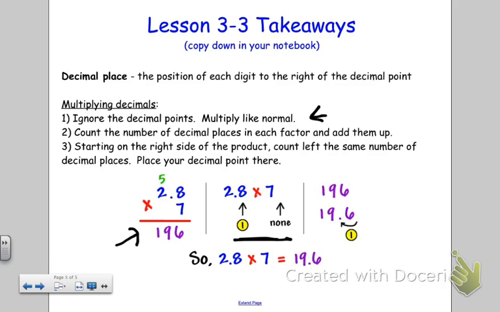2.8 or 2 8/10 times 7. Ignore the decimal point. Just do 28 times 7. That would give you 196. Now you count your decimal places. There's 1 decimal place in 2 8/10, and that's it. So 1 decimal place in our answer. Start at the right side of the product and count left, and that's where you get the 19 6/10.